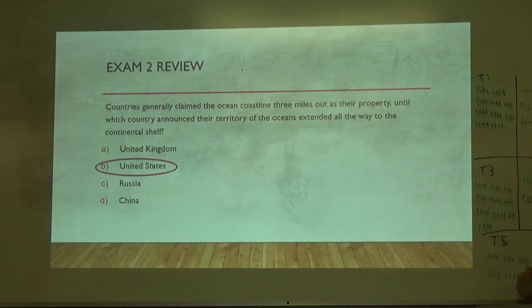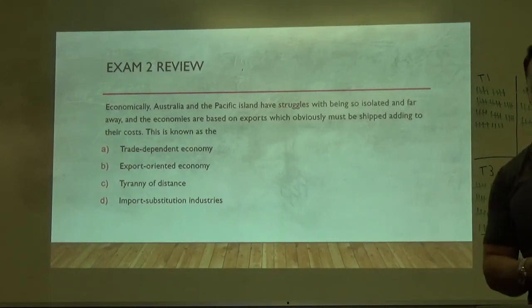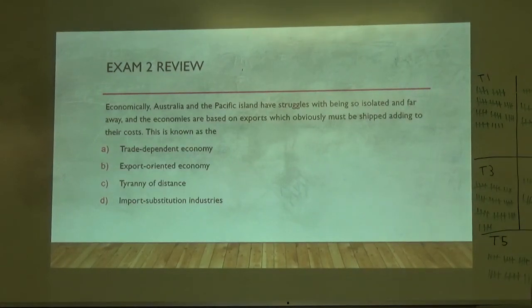Not necessarily everything bigger. Alright, moving on. Economically, Australia and the Pacific Islands have struggled with being so isolated and far away, and the economies are based on exports, which obviously must be shipped, adding to their cost. This is known as, is it A, a trade-dependent economy, B, an export-oriented economy, C, a tyranny of distance, or D, import substitution industries?